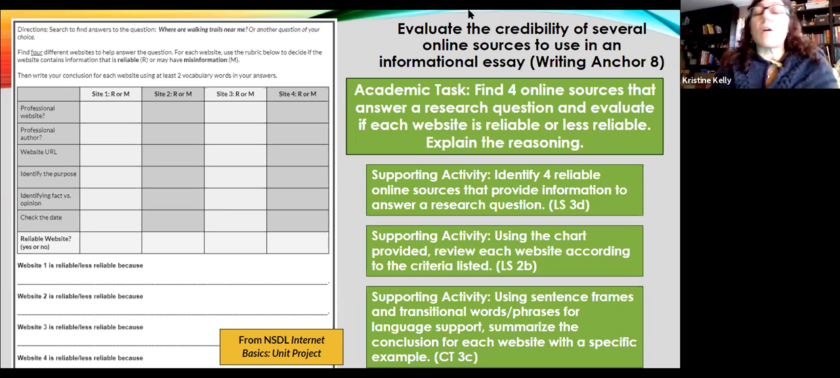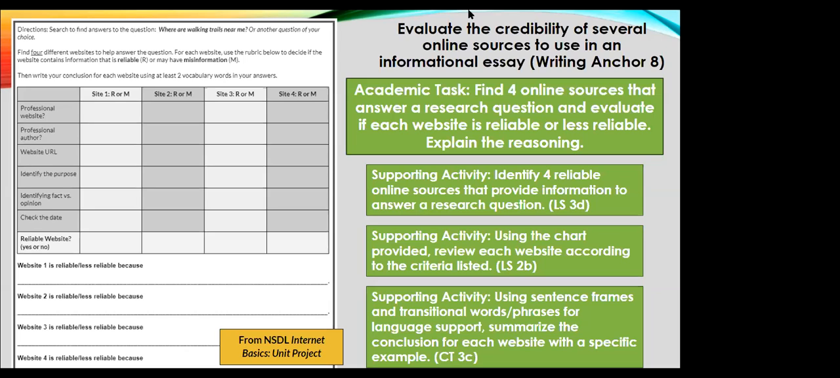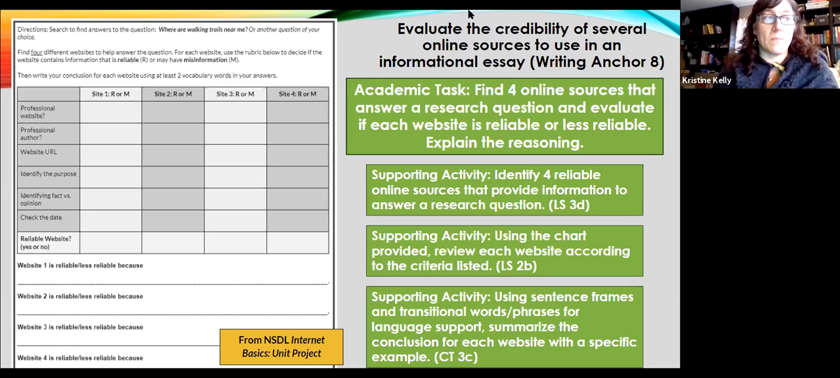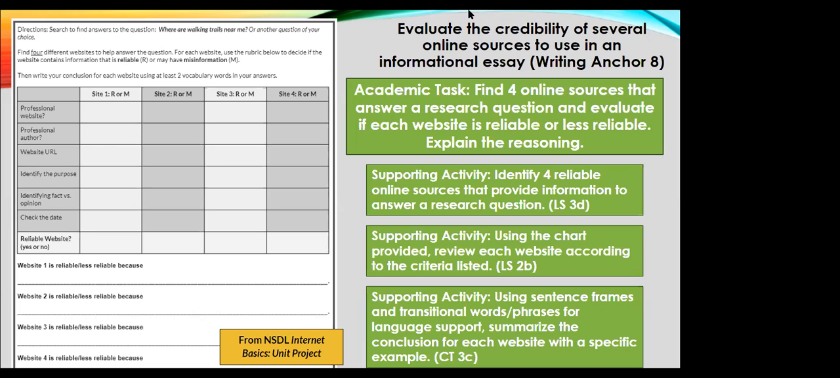And these are available for free in Minnesota, along with the North Star curriculum. I believe you need to contact your program manager or the main or key North Star person in your program to find out how to get them. But the task here is to find 4 online sources that answer a research question, or it doesn't have to be research. It could be just an interesting question, like where are the best Italian restaurants around?